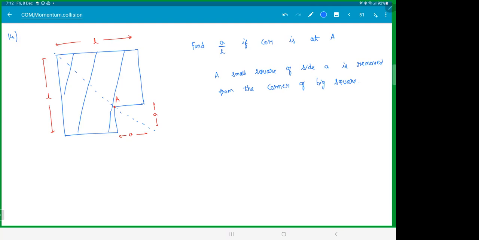The idea is the same. You have to put back that small square piece and you get a full square plate whose center of mass will be the center. A by L is root 2. That's not the answer.